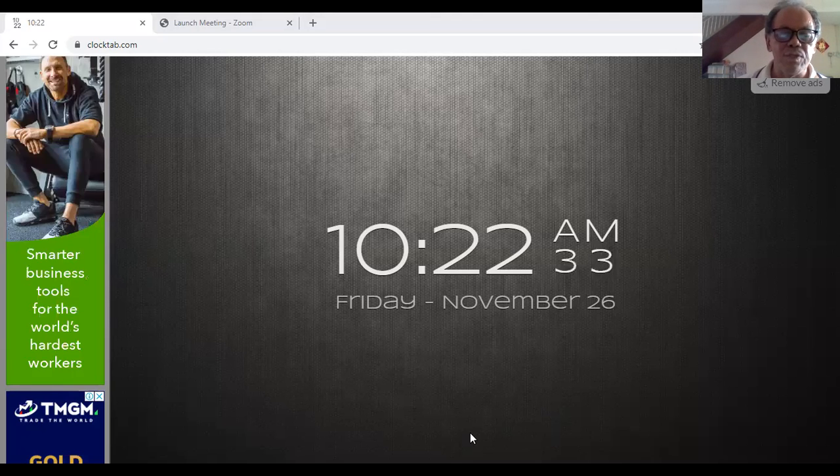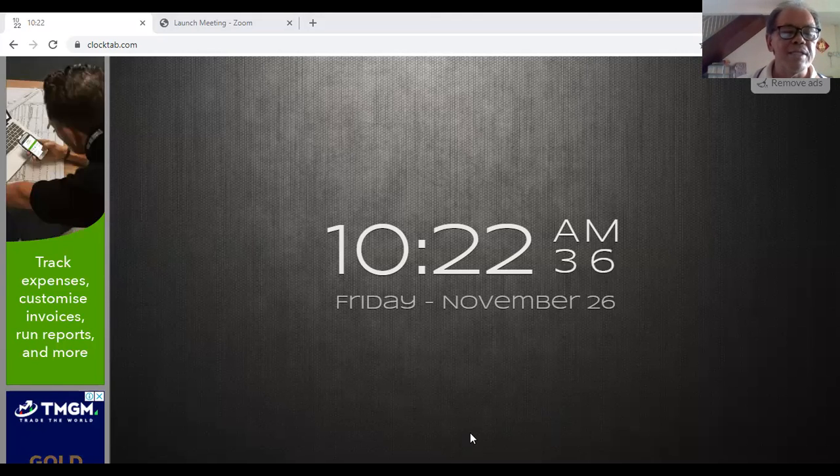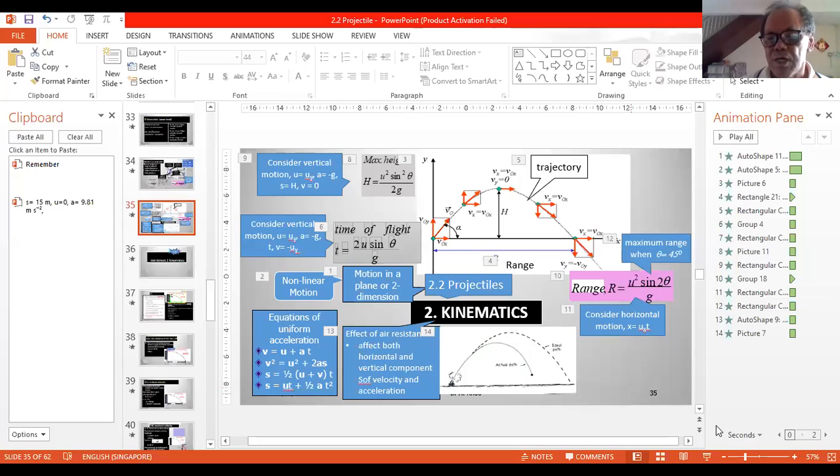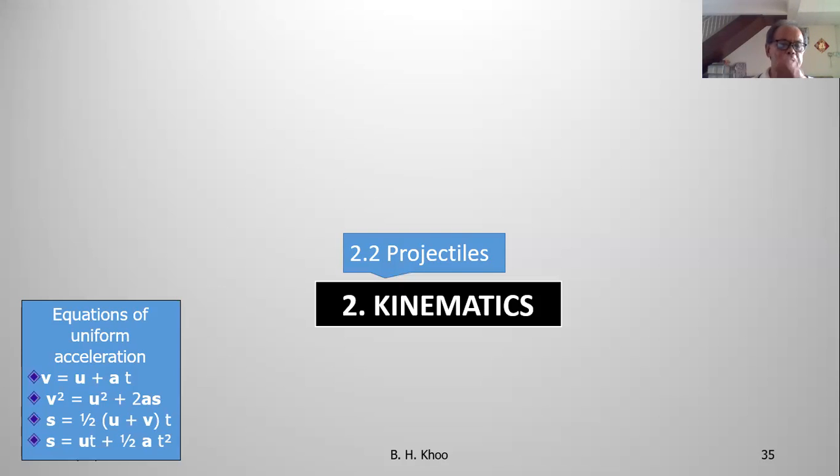In the previous lesson, we learned about projectile motion, mainly theoretical. Now we are going to solve some problems and show you how to solve them. Let's just summarize what we have learned about projectile.